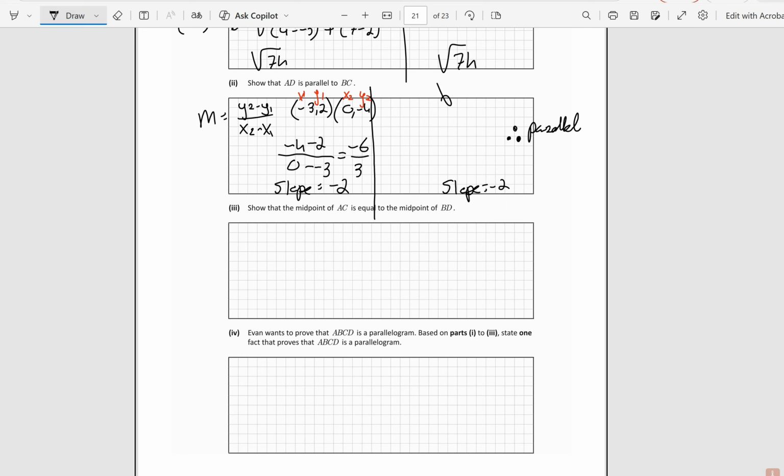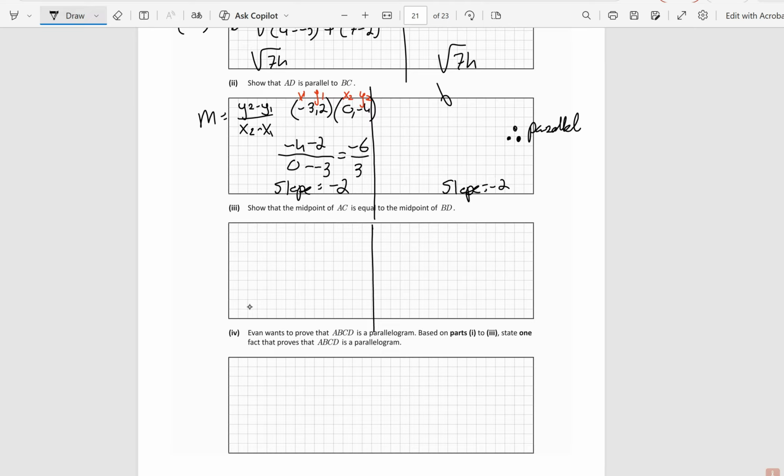Show that the midpoint of AC is equal to the midpoint of BD. Again, we're going to do the same. Split it. This is midpoint now, so it's x1 plus x2 over 2, comma y1 plus y2 over 2. Right, and we're going to find it for AC, and we're going to find it for BD, and we're going to see if the midpoint of AC is the same as the midpoint of BD.